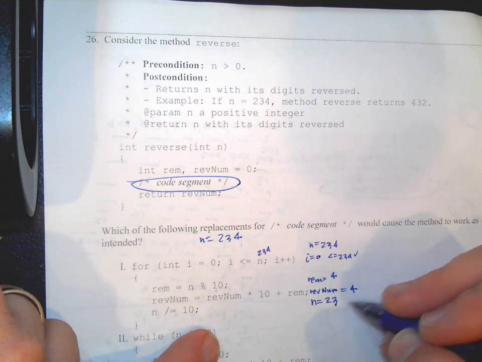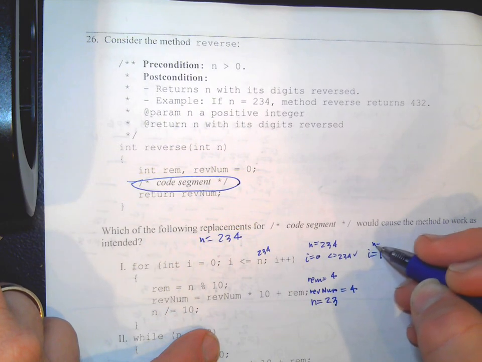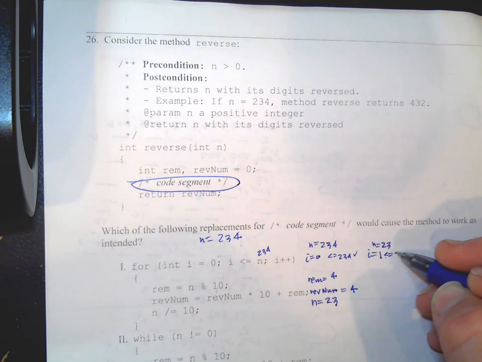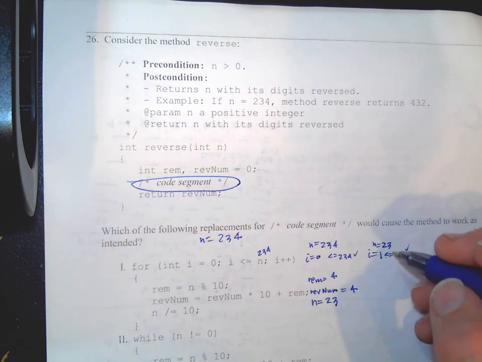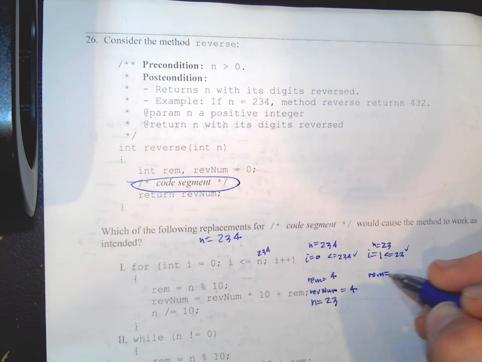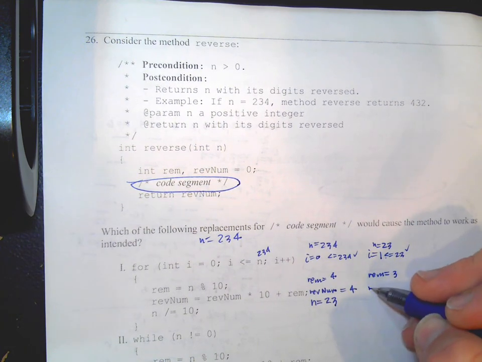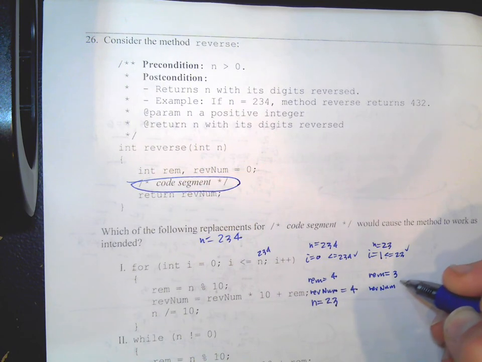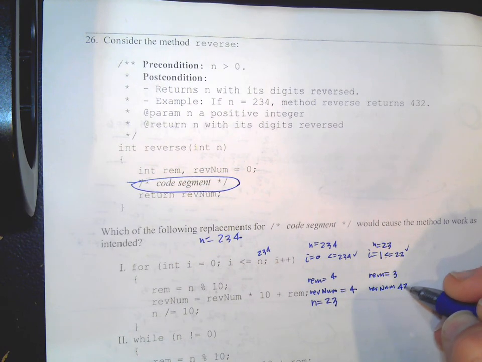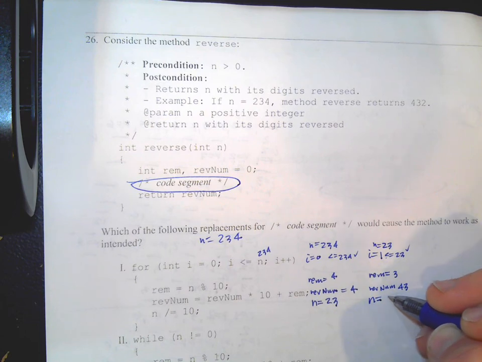And then we're going to go back up to the top. i equals 1 now. n equals 23. Is i equals 1 less than or equal to 23? Yep. So the for loop continues. So then remainder equals 23 modulus 10, which is 3. And then revNum equals itself, which is 4, times 10 is 40, plus 3 is 43. And then n equals itself divided by 10, which would be 2.